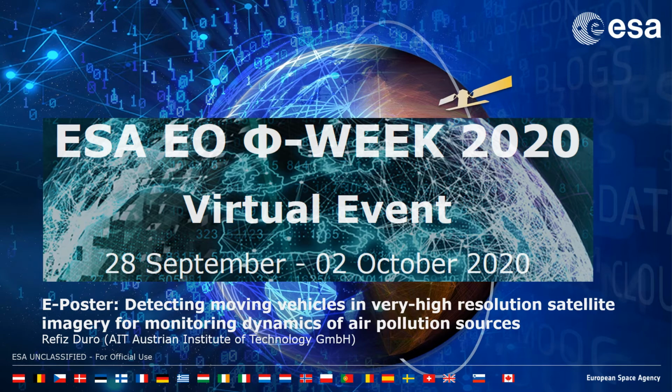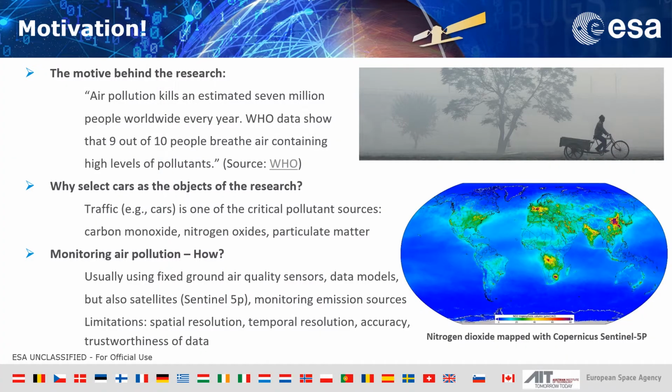The title of this e-poster is Detecting Moving Vehicles in Very High-Resolution Satellite Imagery for Monitoring Dynamics of Air Pollution Sources. This is a well-known problem. Air pollution causes deaths, causes health problems, and so on. So one of the research objects is really the cars, as we want to tackle and monitor this source of pollution.